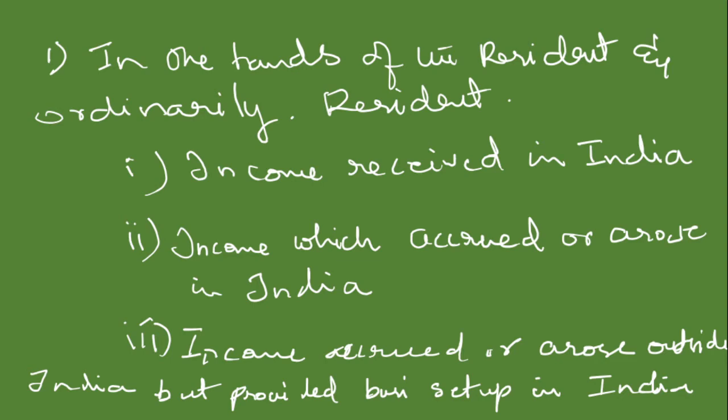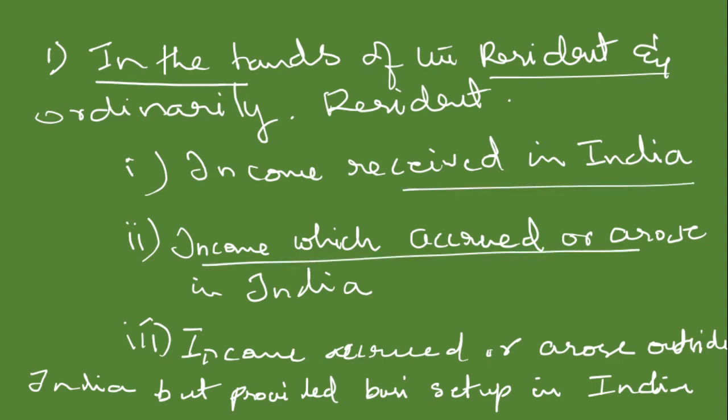The first clause of section 5, in the hands of a resident and ordinarily resident: income received in India, income which accrued or arose in India, and income accrued or arose outside India, but the business is set up in India. What about the second one? Let's see.